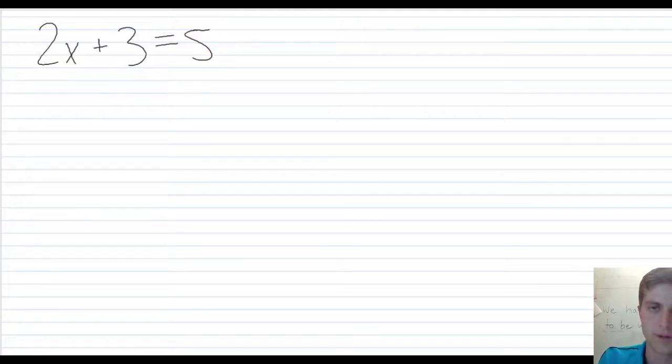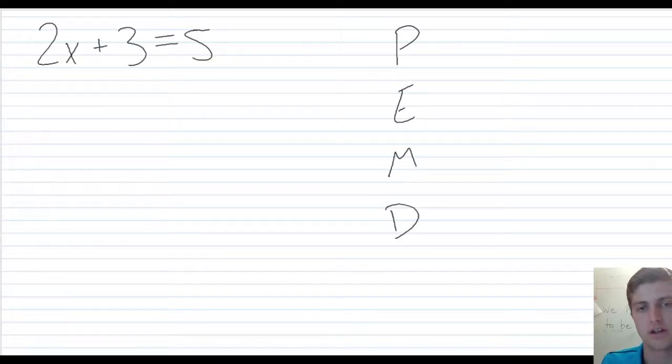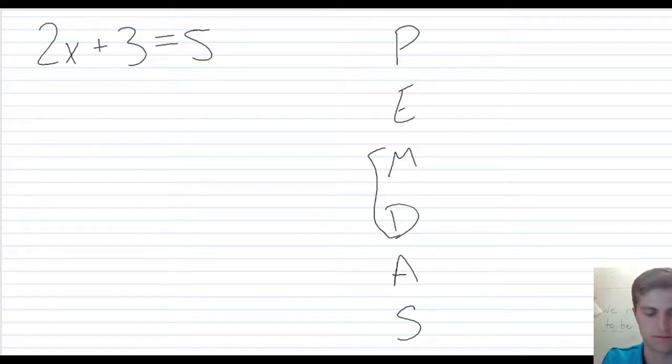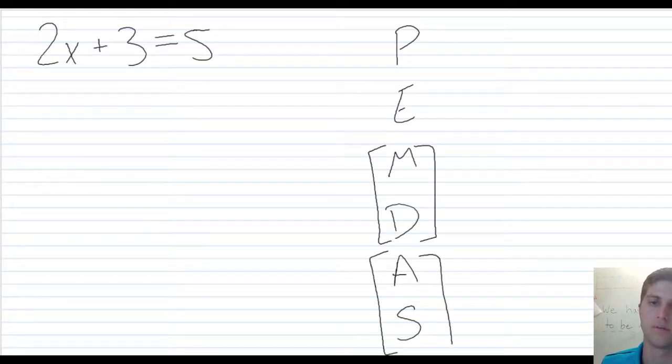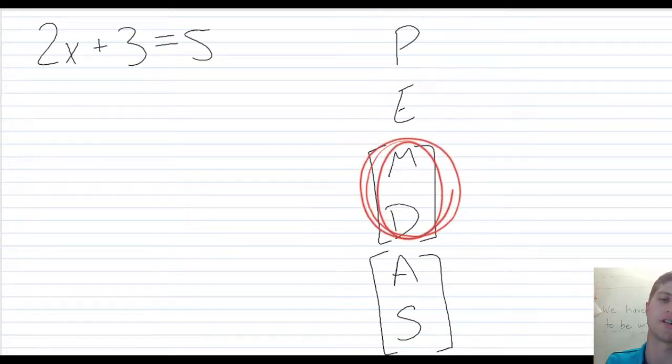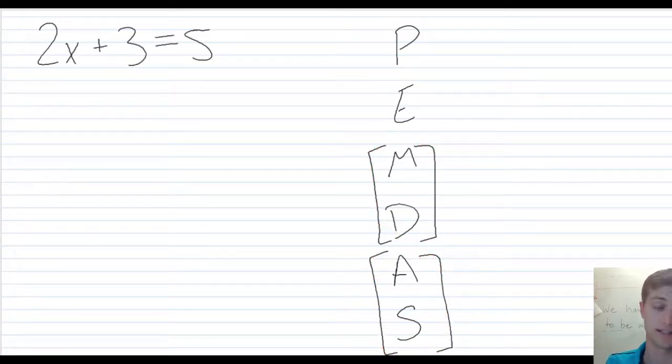So PIMDAS. And remember multiplication and division, and addition and subtraction, happen in the same step. So in regular order of operations, we work our way from top to bottom. Parentheses first, exponents, multiplication and division, addition and subtraction. But in algebra, what are we trying to do? We're trying to get the variable by itself.